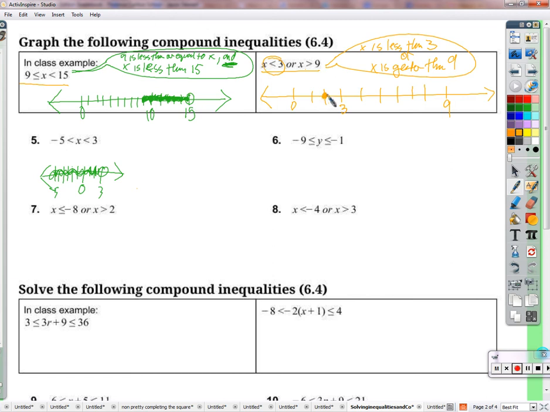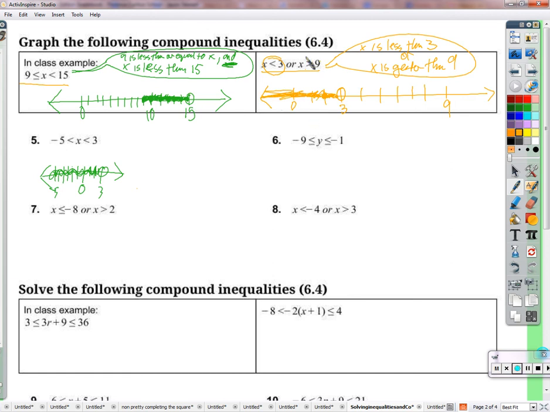To the left. Open circle on 3, because it cannot be 3, but it could be 2.5, 2.9, anything smaller than 3, between 1 and 2, 0 to 1. All of these points work.